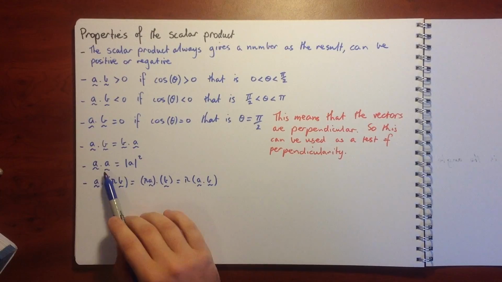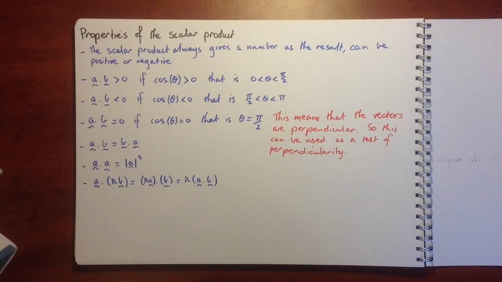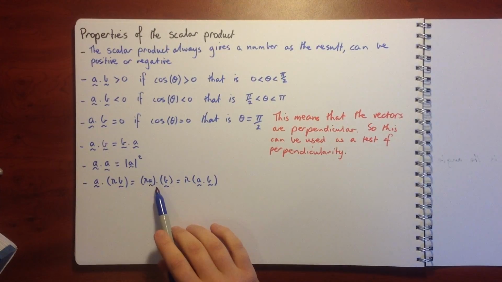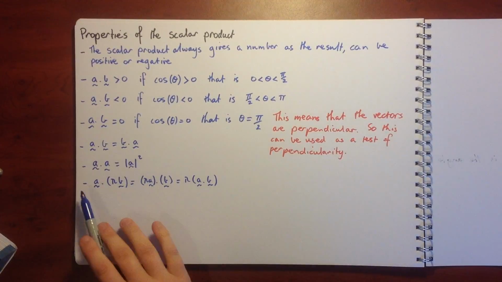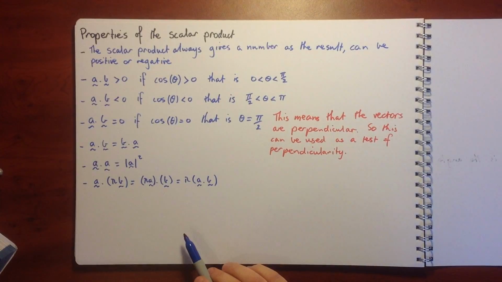A dot B is the same as B dot A. A dot A is equal to the magnitude of A squared, and A dot lambda B equals lambda A dot B, or lambda times A dot B. So basically we can have a constant anywhere in there and it doesn't make any real difference.